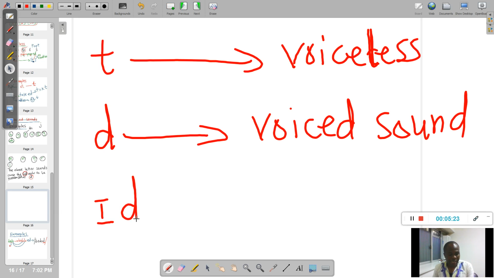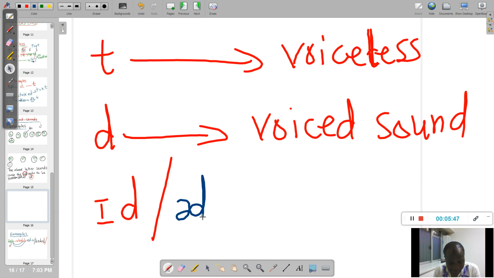Id. How do you know a verb can be pronounced as id? This id has two pronunciations. You can pronounce id, or you can also pronounce ed. Okay, ed or id. So these are options. This is just an optional pronunciation. Okay, don't worry so much. Don't dwell so much on it.